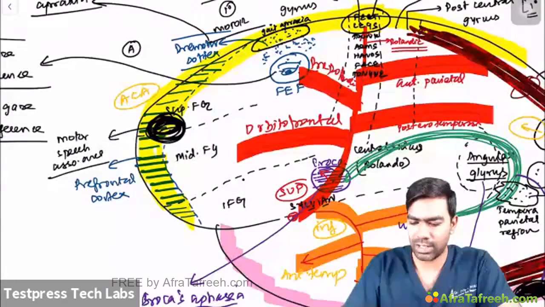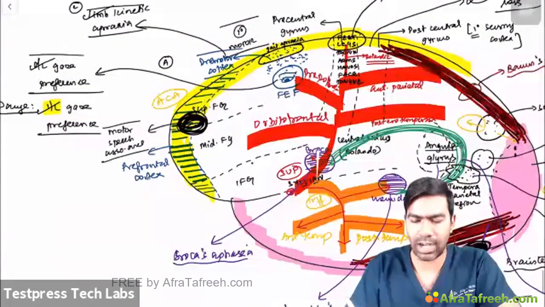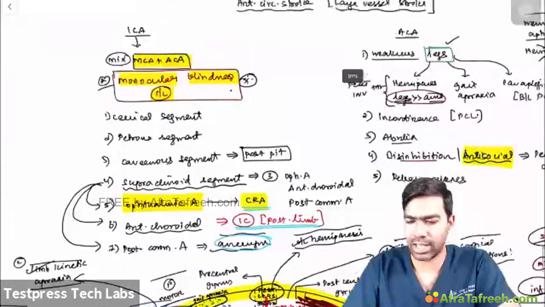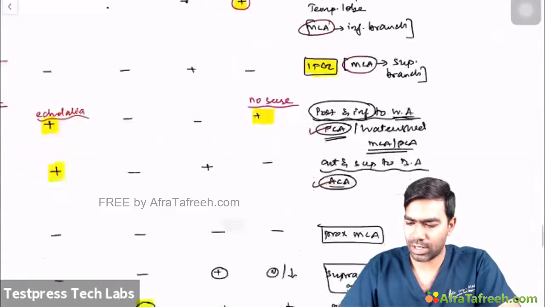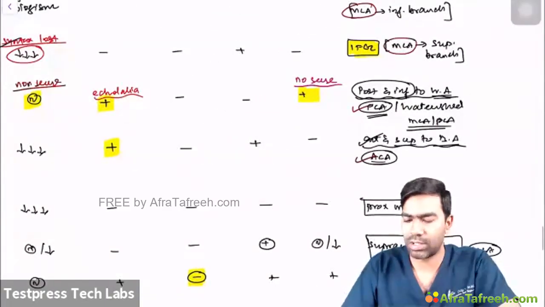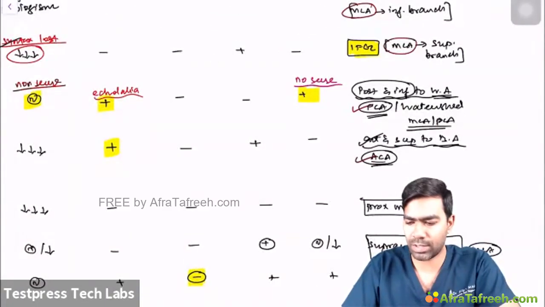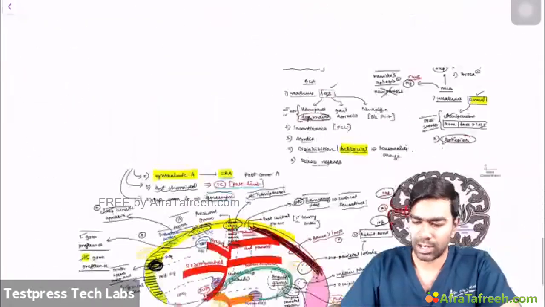Typically this motor speech association area, causing transcortical motor aphasia, is located in the ACA territory. That's why we studied it here. This motor speech association area is located anterior and superior to the Broca's area. That's going to be the site of infarct, which is basically supplied by the anterior cerebral artery.